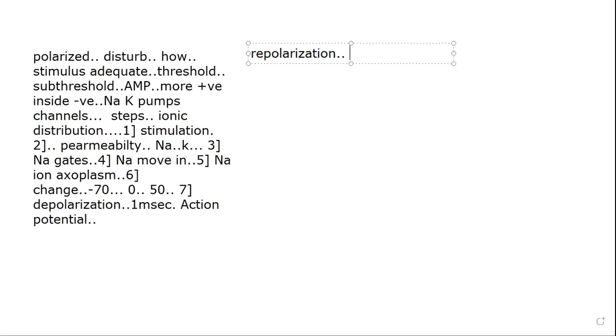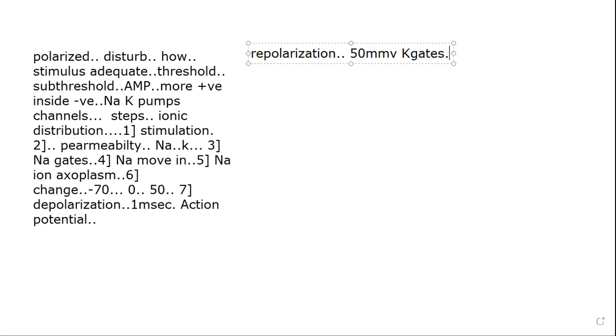A fraction of a second after the sodium gates have opened due to the threshold, the depolarization of the axon membrane has taken place. It takes place at 50 millivolts. Now, when this depolarization has taken place, what happens? The potassium gates will start to open when 50 millivolts has been achieved.